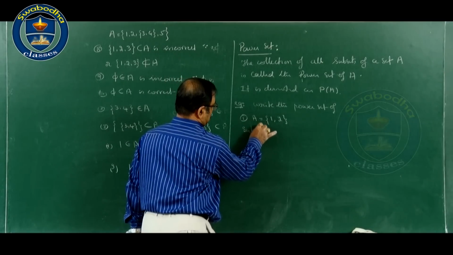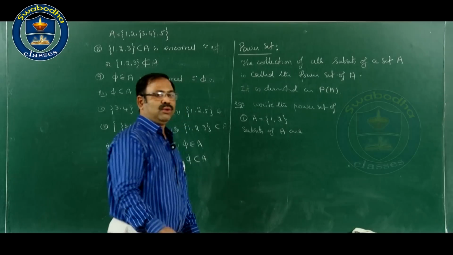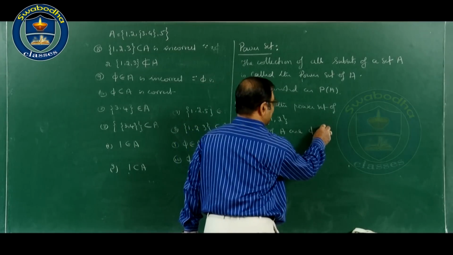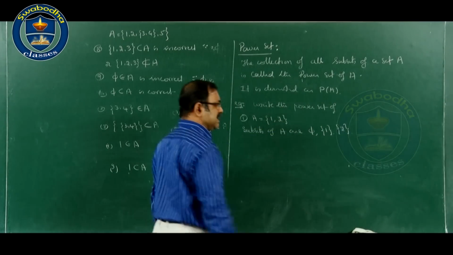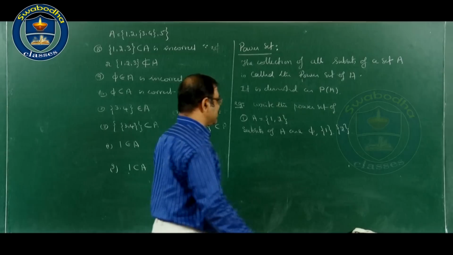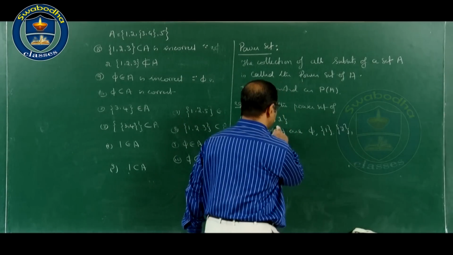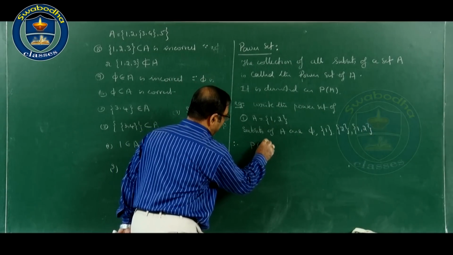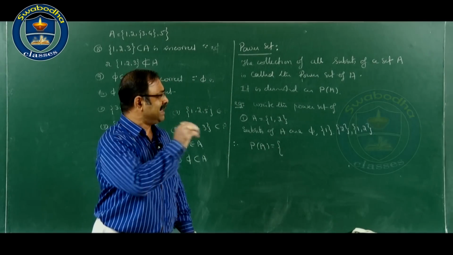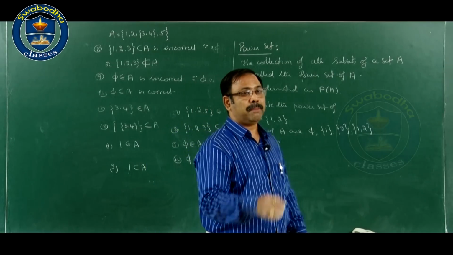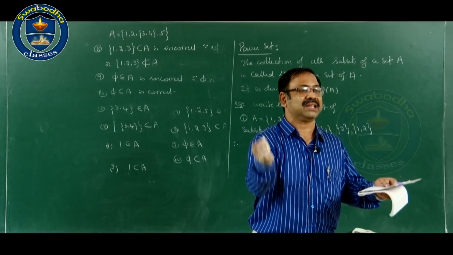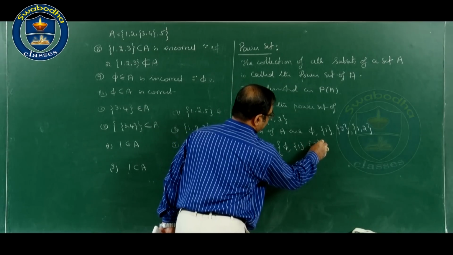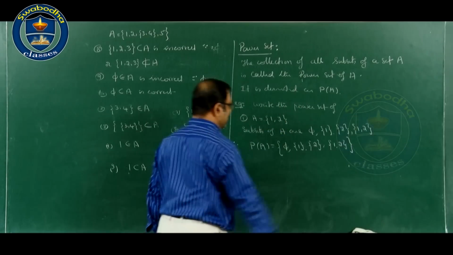First we write the subsets of A. You list all the subsets. What are the subsets of A? That is the null set. Then you write the singleton sets, all singleton sets are subsets. Then what next? {1, 2}. Therefore, P of A is equal to, what is P of A? Power set of A. Power set means the collection of all subsets. How do you write it? P of A = {null set, {1}, {2}, {1, 2}}. See, this is the power set.